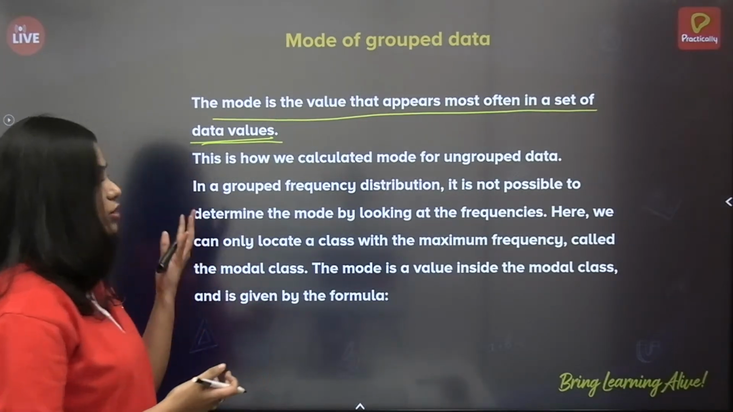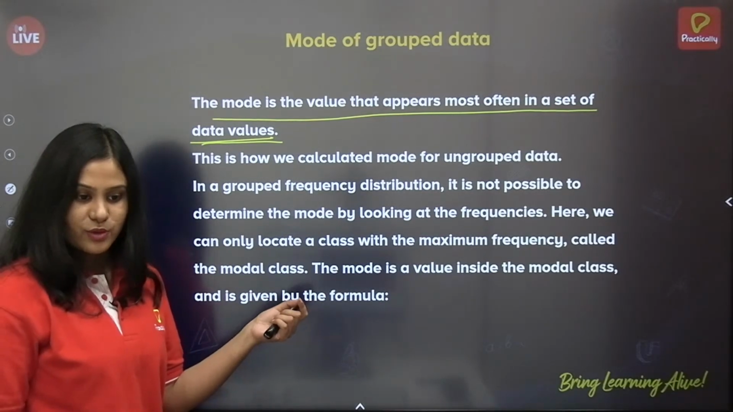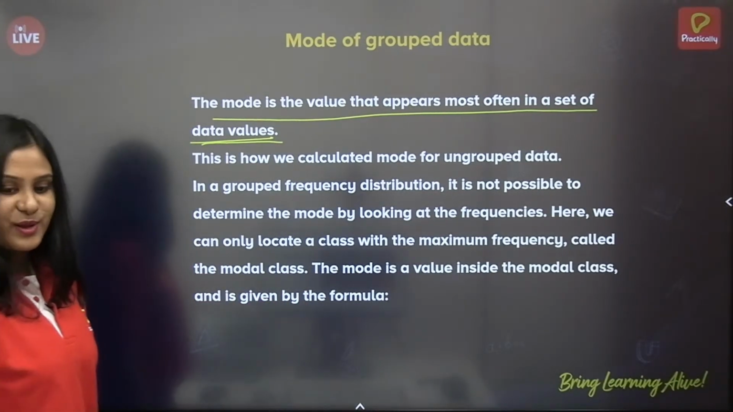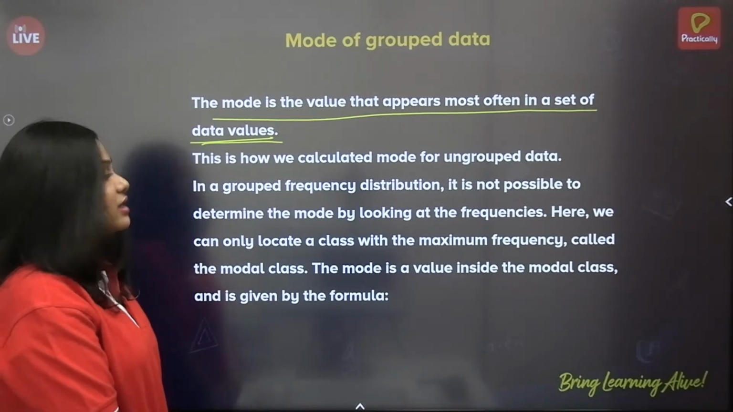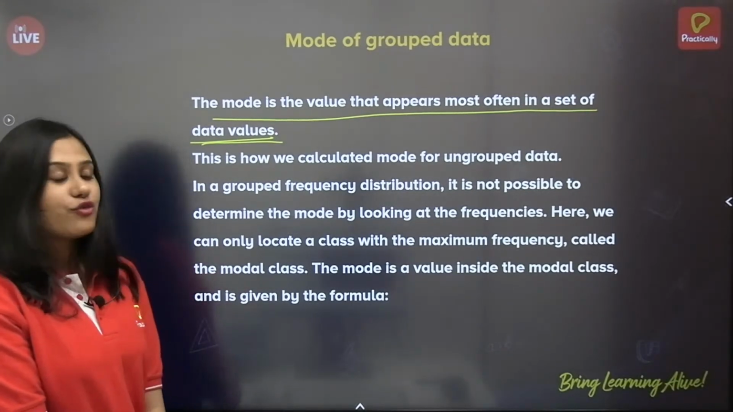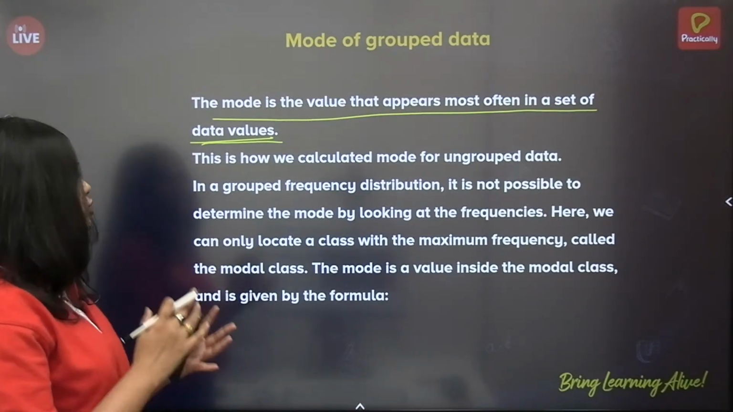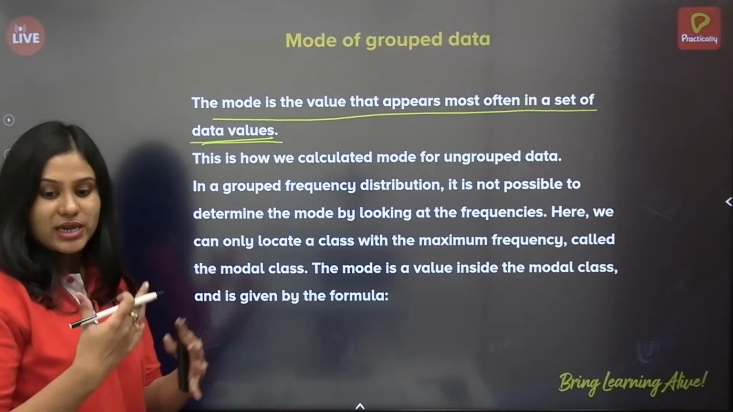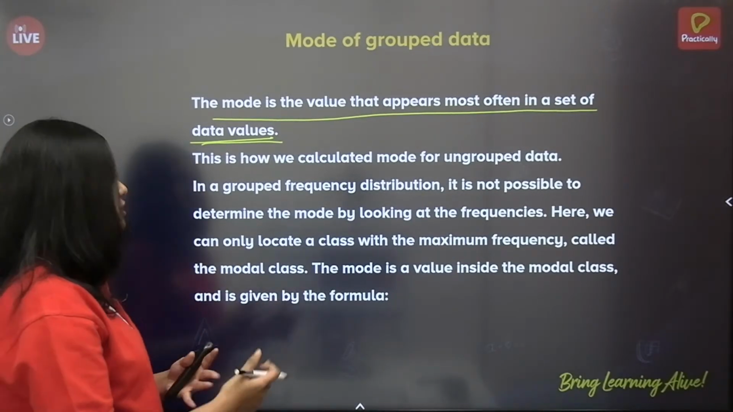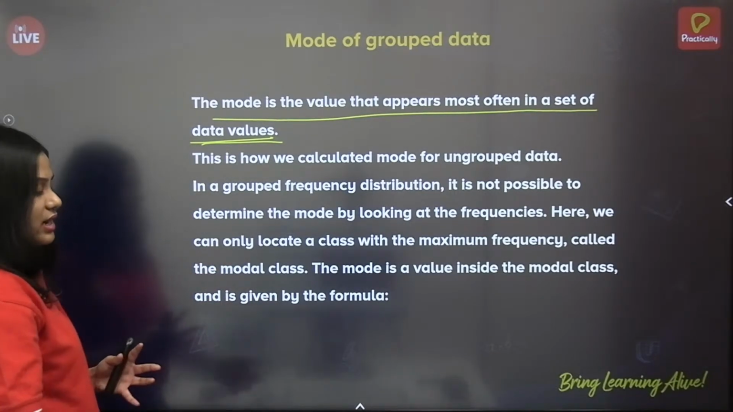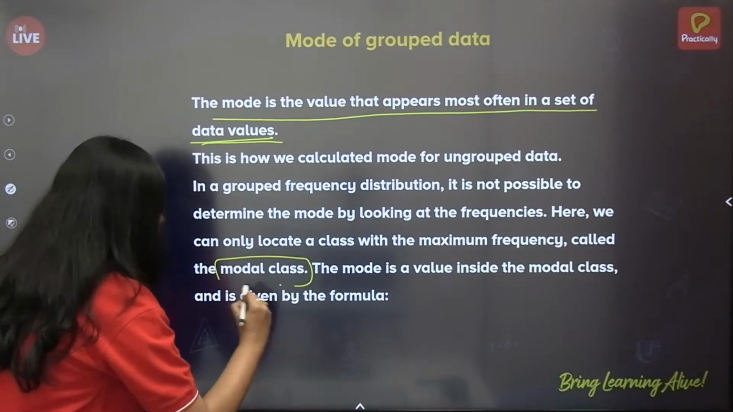Alright, so let me start with this. So this is mode, correct? This is how we calculated mode for ungrouped data. But how about grouped frequency distribution? It is not possible to determine how many times an observation has been repeated, correct? So here we can only locate a class with a maximum frequency, called the modal class.